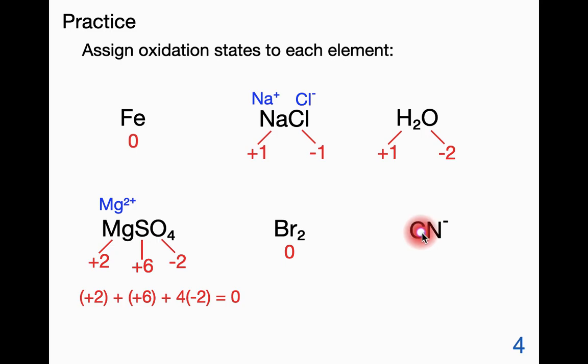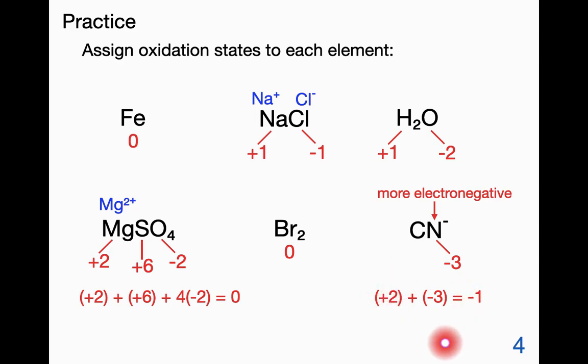For cyanide, this is a case where we need to determine which of the 2 elements is the more electronegative element. There we have nothing else to go on here. Both carbon and nitrogen are period 2 elements. Nitrogen is the more electronegative of the 2. When it is an ion, it has the charge of -3. So nitrogen would have the oxidation state of -3, which means that the carbon must have the oxidation state of +2. +2 plus a -3 gives us our -1 charge. Okay, so you see how that goes?